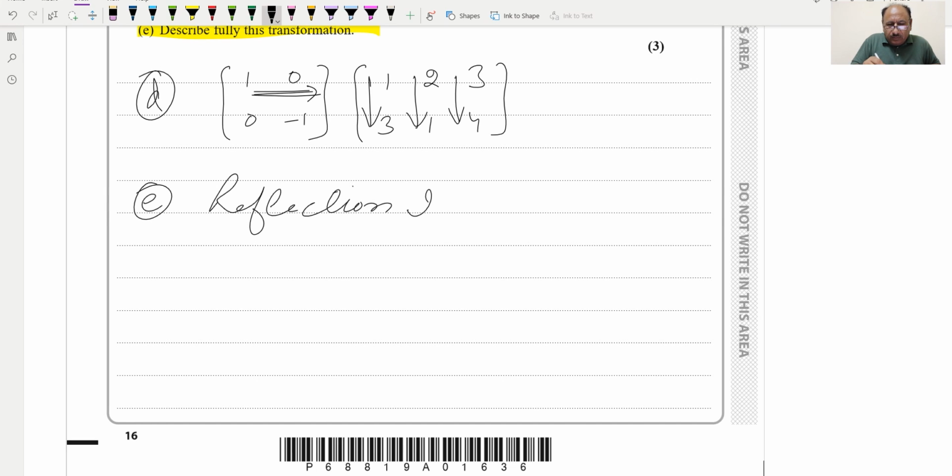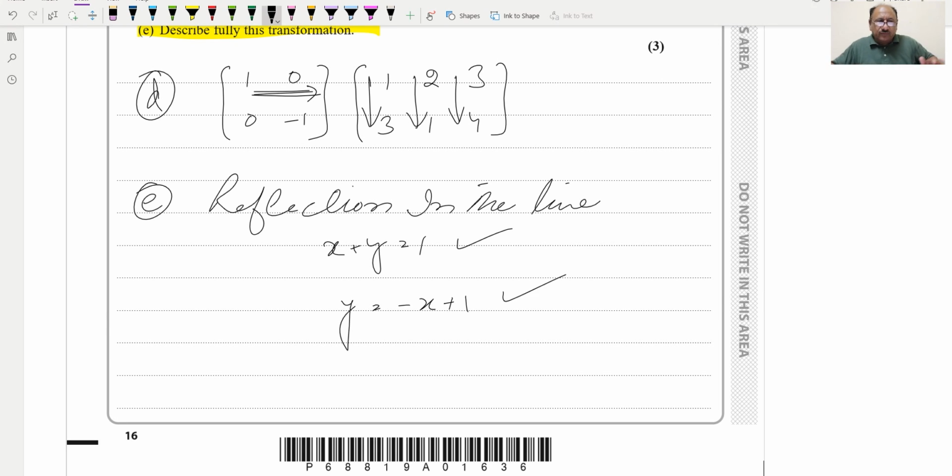So this E part, we can write answer for E part, which is reflection in the line x plus y is equal to 1. We can give this answer, or we can shift x to other side, so minus x plus 1. These both answers are correct. Whatever you are comfortable with, you can write that answer.